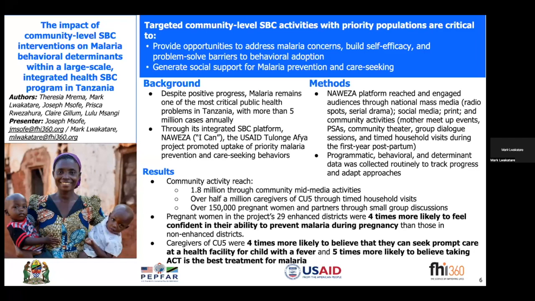I'm winding up. So what we also saw is that people had positive attitude towards malaria treatment. They believe that ACT is the best course of treatment, because in the beginning, people used to rely on other modes of treatment for malaria, like traditional medicines and other kinds of medication. But with this, we saw a very big improvement. I would like to say thank you for listening, and over to you, April.